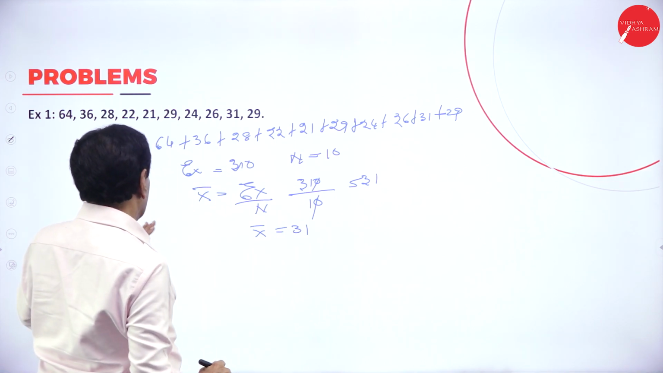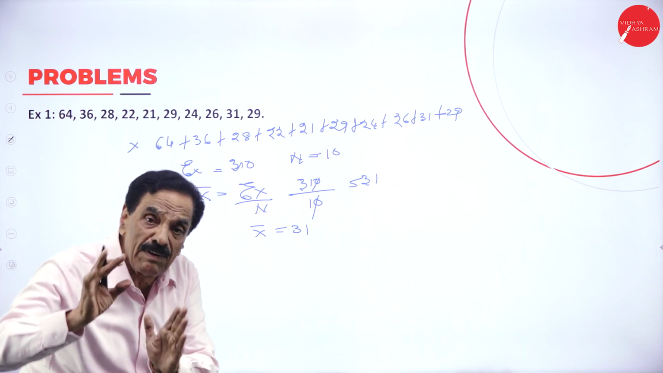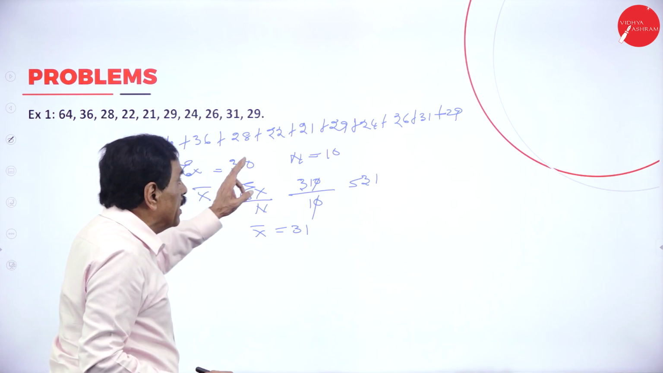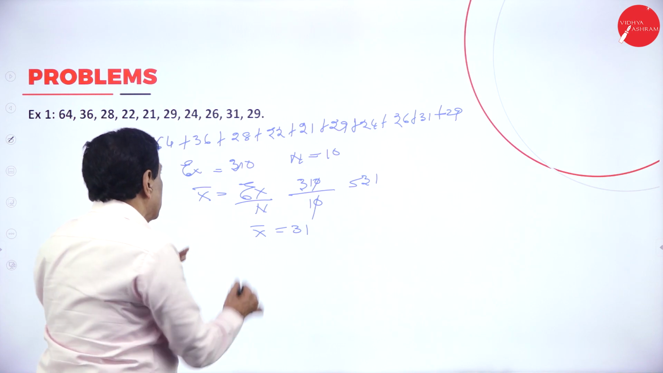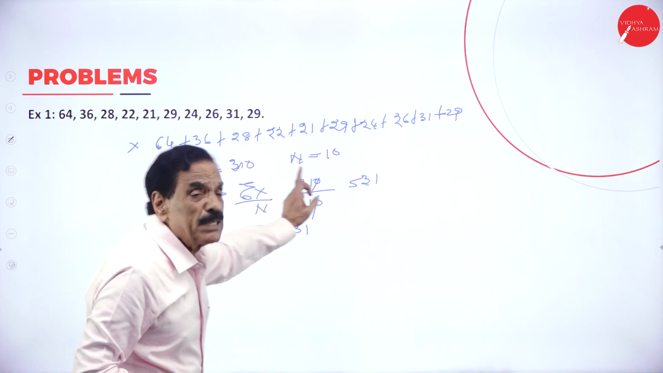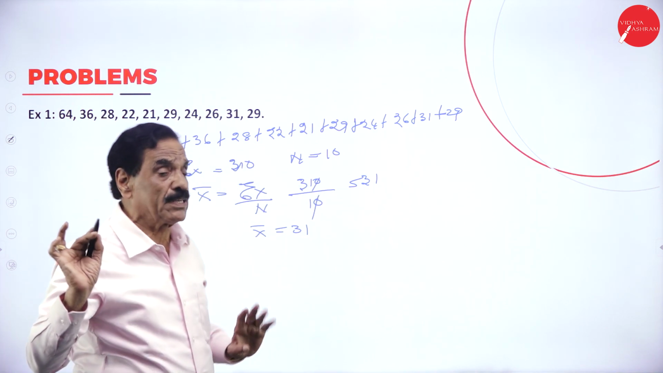For individual numbers, what are the steps to follow? Add the numbers one by one. If we add all the numbers, it comes to 310. How many terms are there? 10 terms are there.